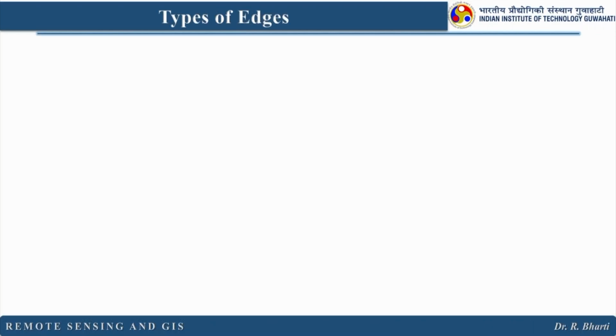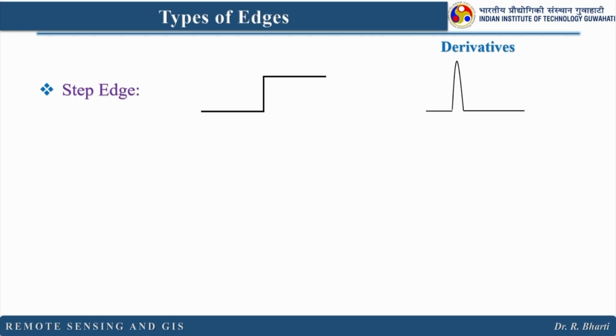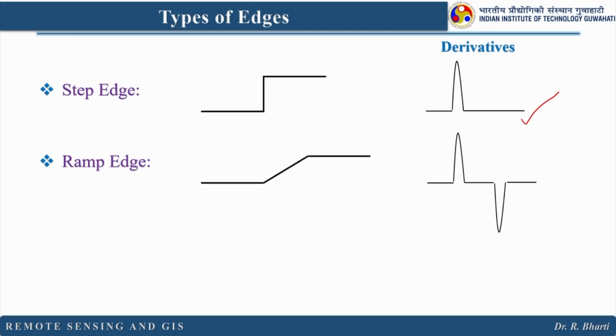Now what are the different types of edges we have? Let us see. The first one is the step edge. In a step edge, this is the behavior of the change in the intensity, and if you take the first derivative, this will be the behavior, right? In the second type, the ramp edge, it will look like this, and its derivative will be this, right? Now the third one is the peak edge.